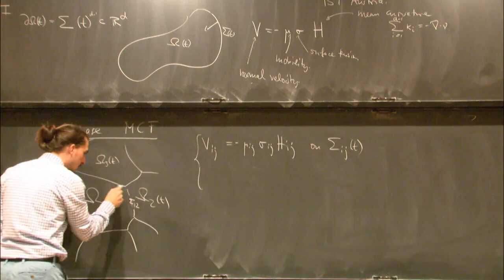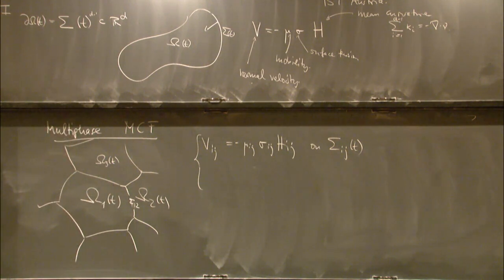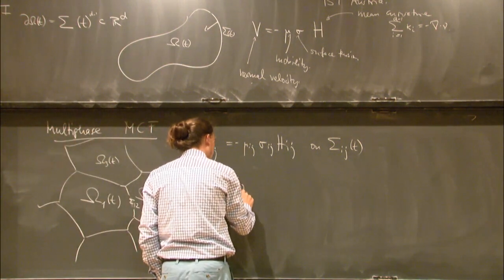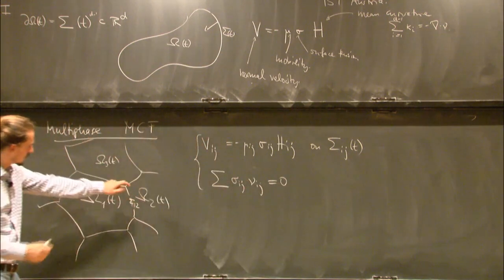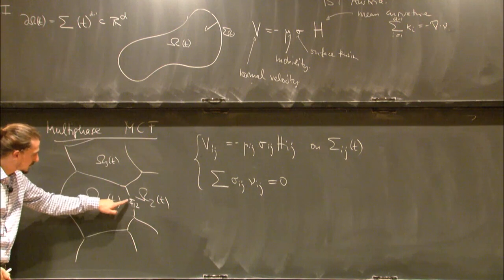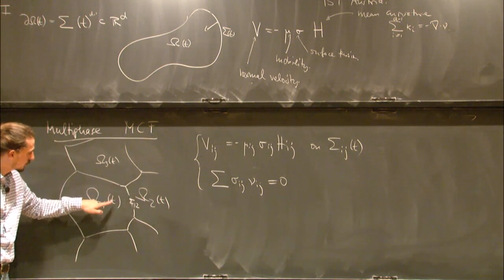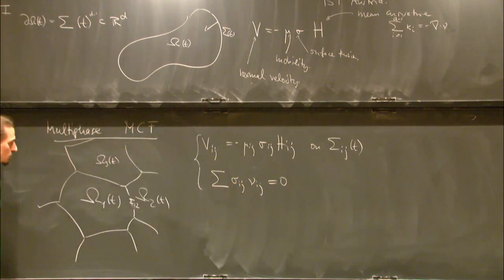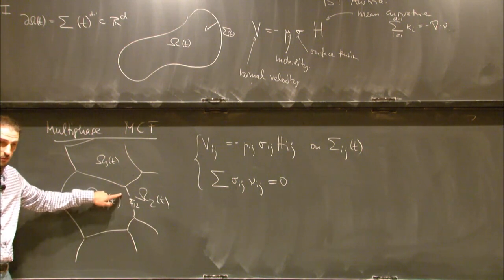But then they are coupled at triple junctions by a balance of forces condition. I'm just saying that each triple junction is in local equilibrium, which means that if I sum over all adjacent pairs, so for example here, I take the normal of sigma 1,2, sigma 2,3, and sigma 3,1, and I sum them with these prefactors, this is going to be 0. So if all the surface tensions are the same, I just have 120 degree angles at triple junctions.